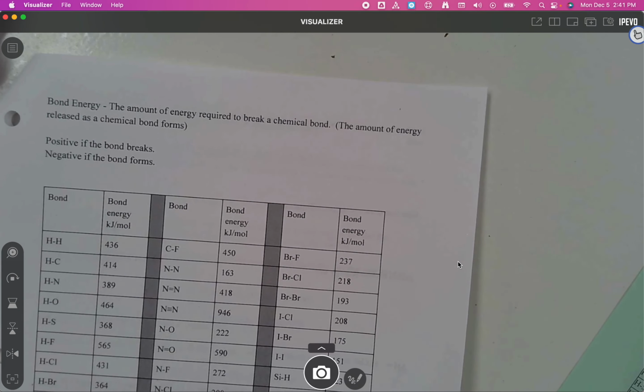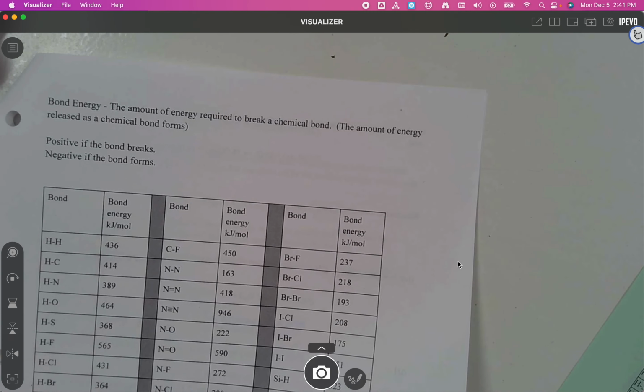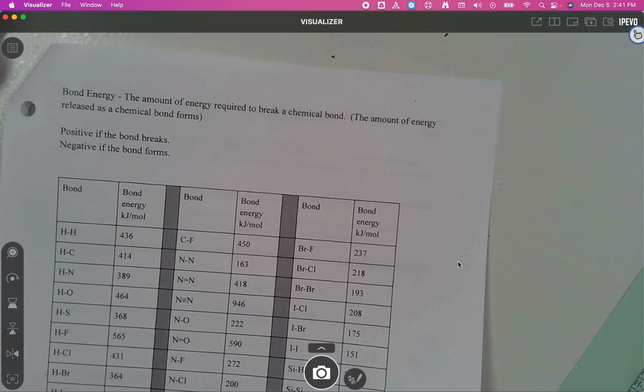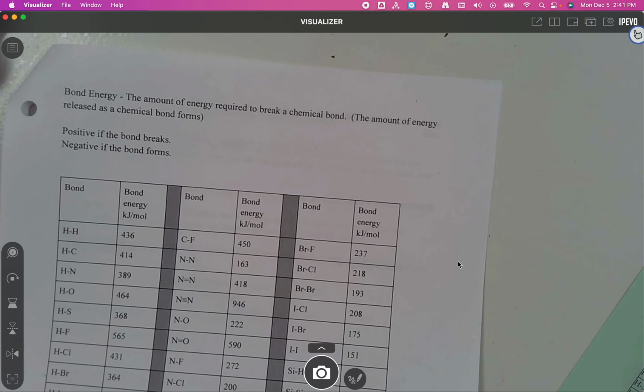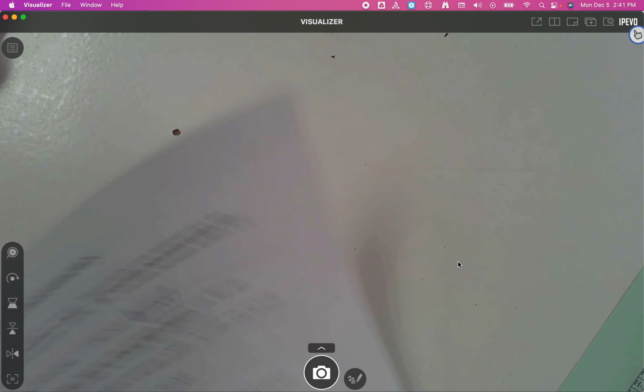Here's some definitions. Bond energy is the amount of energy required to break a chemical bond. We did it as positive if the bond breaks, negative if the bond forms. That's just another copy of the bond energy chart.